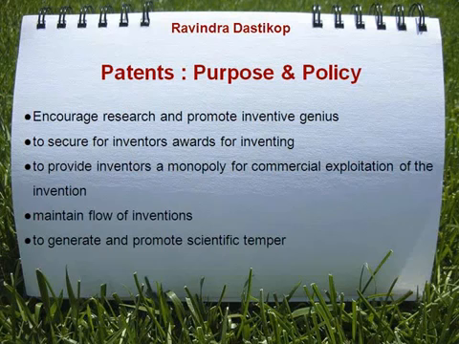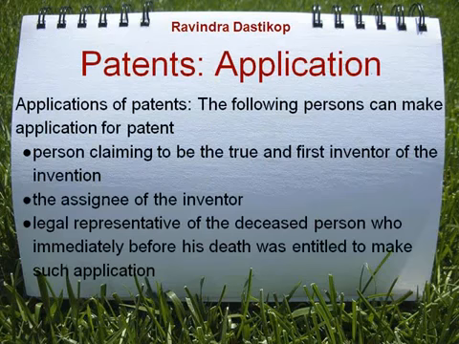So how to get a patent? Somebody asked me how to get a patent. This is where it is. Application for patents: the following persons can make an application for the patent. If you are an inventor, you can make that. A person claiming to be the true and first inventor of the invention. So if you come out with an idea which can be patentable, then you become the first and true inventor. Say you are doing research in an engineering college. As a part of the research, if you find something which is patentable, then you are the inventor.